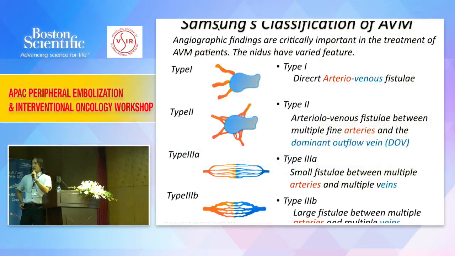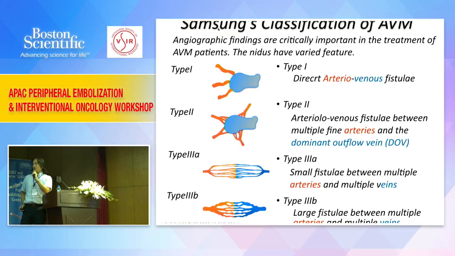Usually in my university, we use the Samsung classification. Type 1 is the direct arteriovenous fistula. In the original paper, they say that the number of arteries is less than 3. So it looks like an AV fistula, AVF, not AVM.